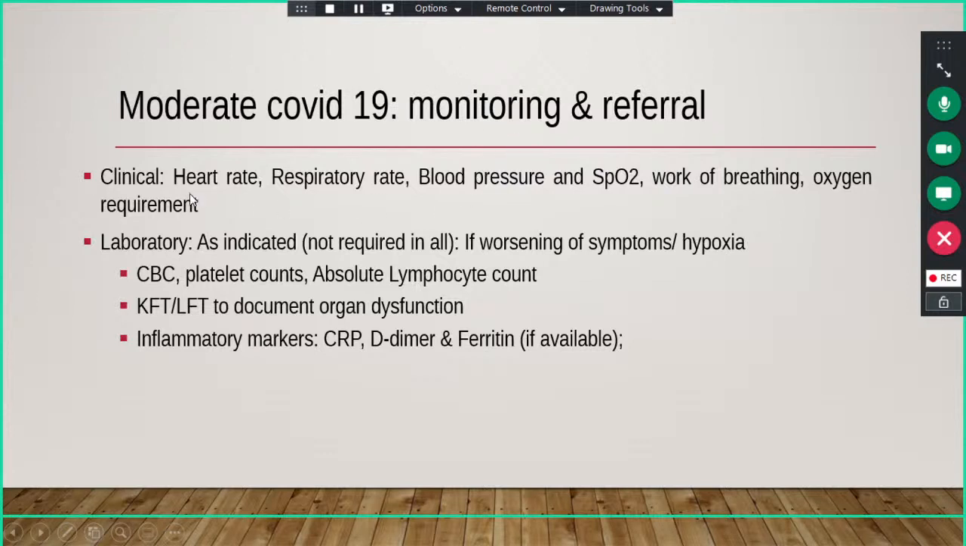How to monitor these patients? Clinical monitoring in the form of heart rate, respiratory rate, blood pressure, and oxygen saturation. Specifically look for work of breathing and oxygen requirement.